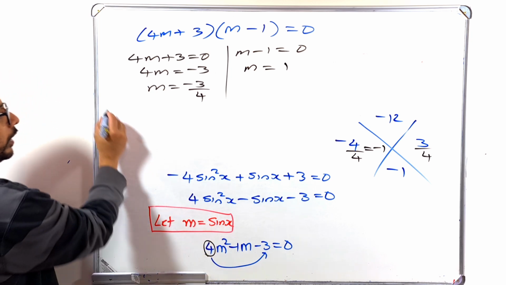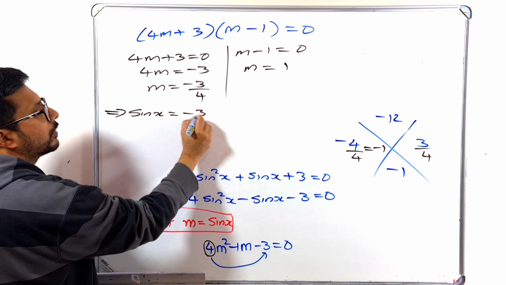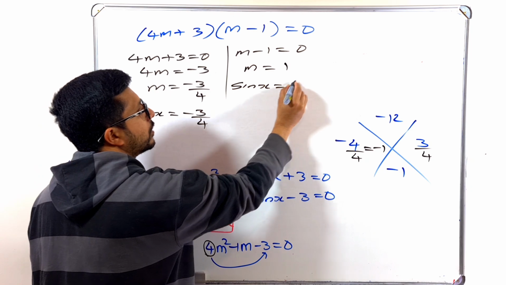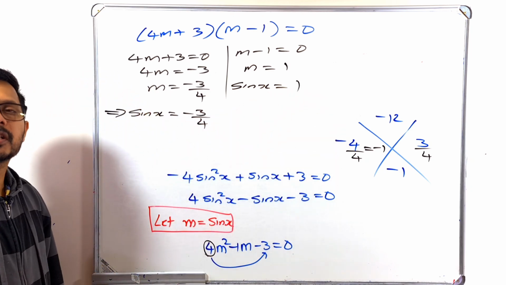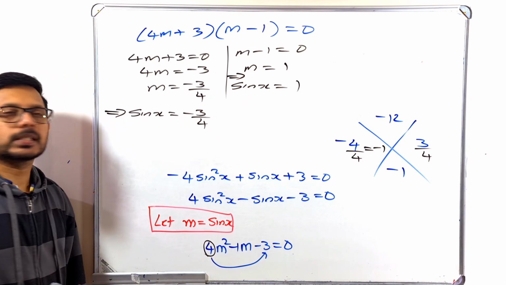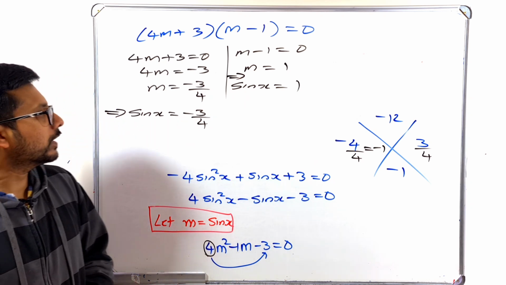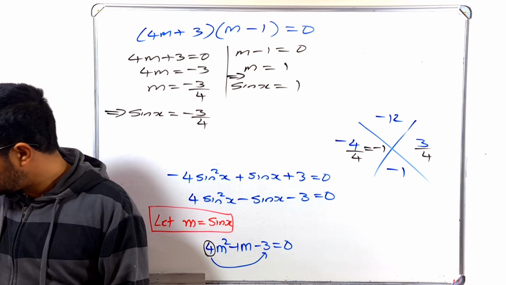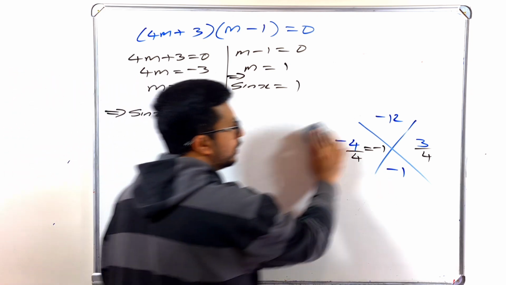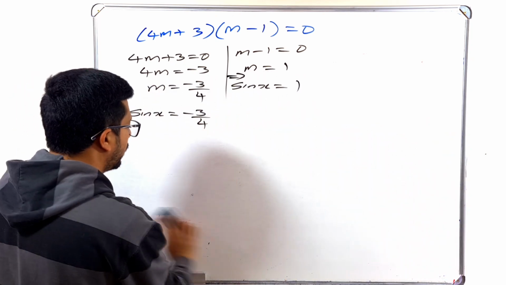So sin x is equal to minus 3 over 4, and sin x is equal to 1. We substitute it back. Now look at this one. Sin x is equal to minus 3 over 4. What is the reference angle now? You have to find the inverse. Am I right? So the reference angle.